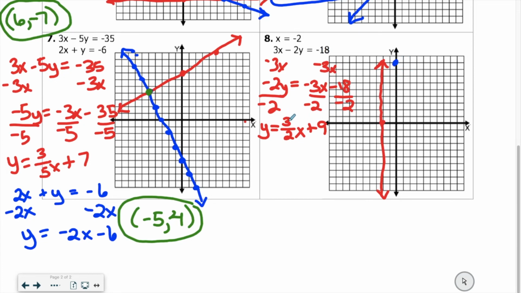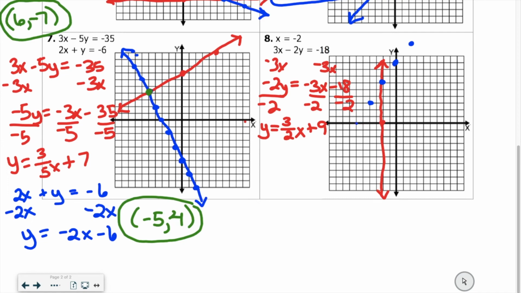And we're going up 3 and then to the right 2. So up 3, 1, 2, 3 over 2. And then down 3, 1, 2, 3 over 2. Here's our intersecting point, so that's our solution. Down 3 over 2, 1, 2, 3.